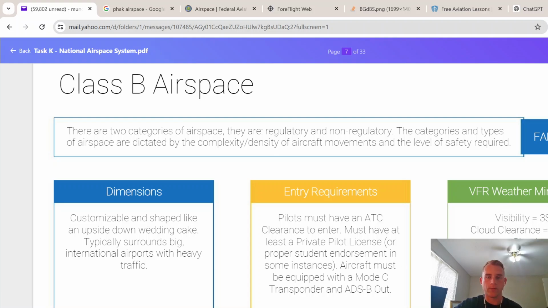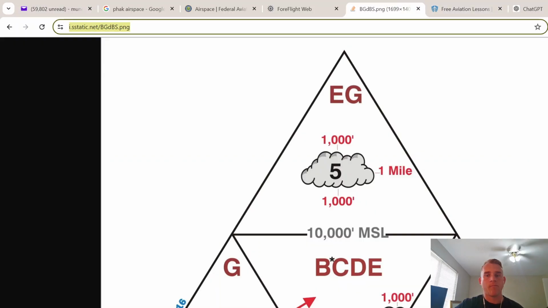VFR weather minimums. Visibility, 3 statute miles. Cloud clearance, clear of clouds. Before I even start jumping into weather minimums, I want to show you guys this real quick. This is called the airspace triangle. This is what I use to study the airspace, okay? You look at this, you're like, what is this? This is some weird hieroglyphic. What does this arrow mean? What does BCDE mean? What is 1, 2, 5? What does all of this mean?